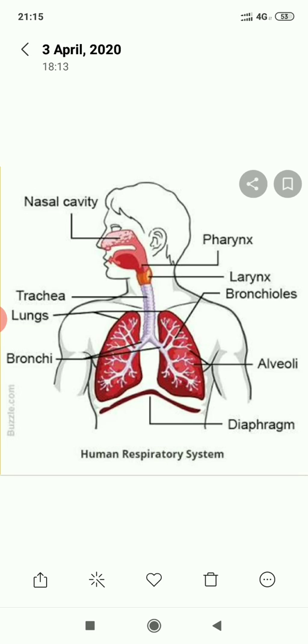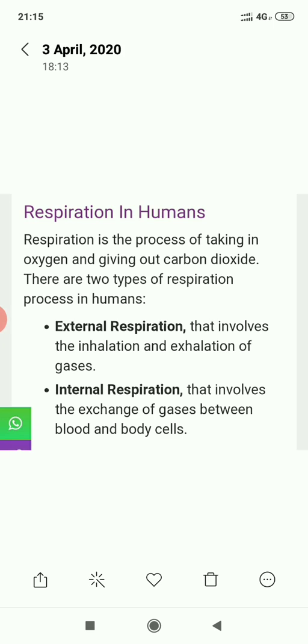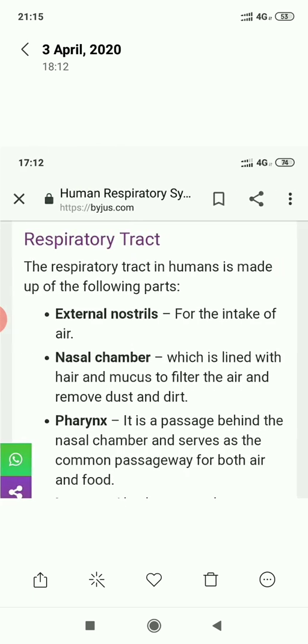And now I'll tell you in detail about the respiratory tract. Now, respiration in humans is of two types, that is external and internal respiration. External respiration involves the inhalation and exhalation of gases, simple. We inhale the oxygen and exhale the carbon dioxide. And internal respiration involves the exchange of gases between blood vessels and the body cells.